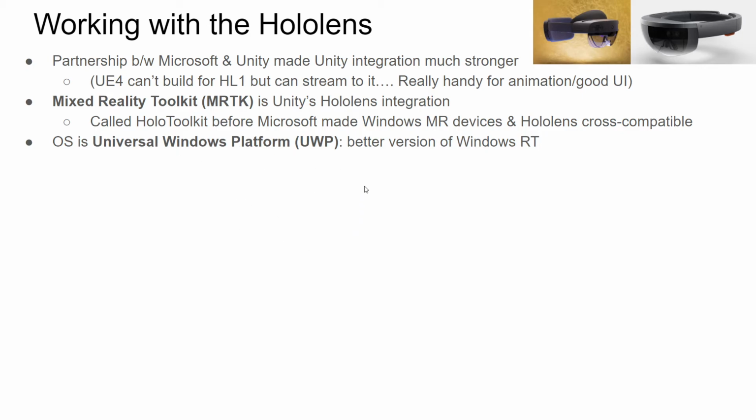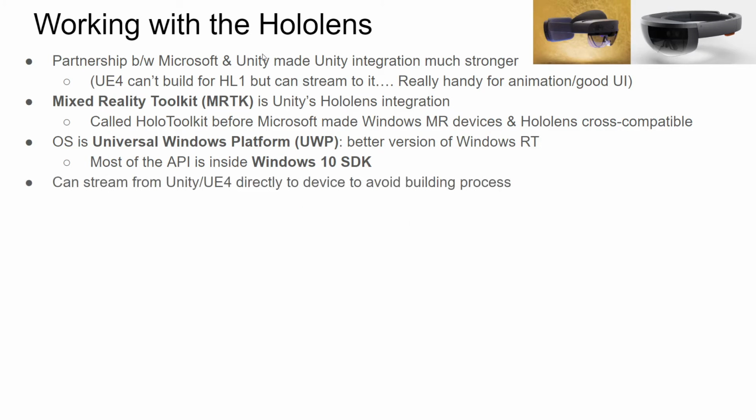It's basically Unity Windows Platform, being that the HoloLens only really works in Unity, but in any case, UWP is basically a better version of Windows RT, which you might remember being a hot thing when Windows 8 came out. Windows RT was like the tablet version of Windows 8. Most of UWP is embedded inside of the Windows 10 SDK.